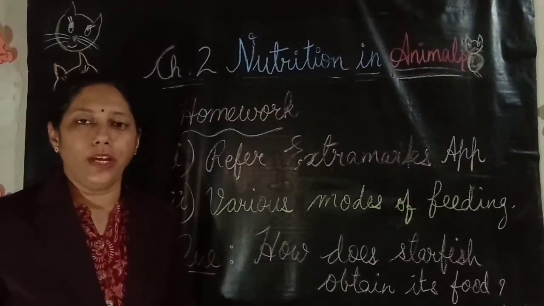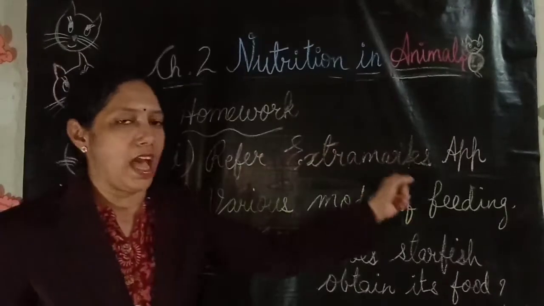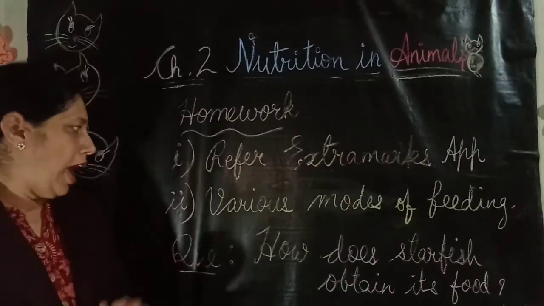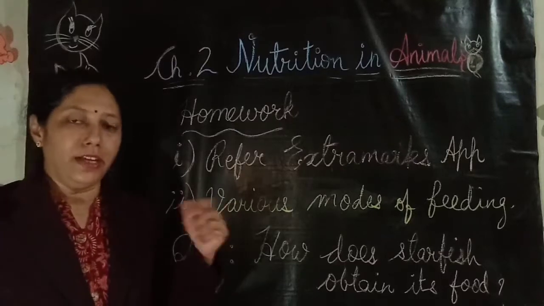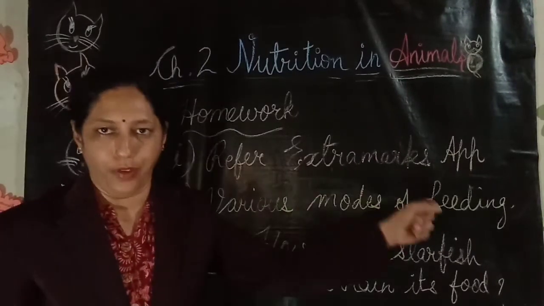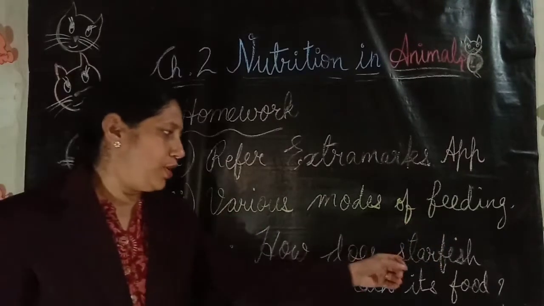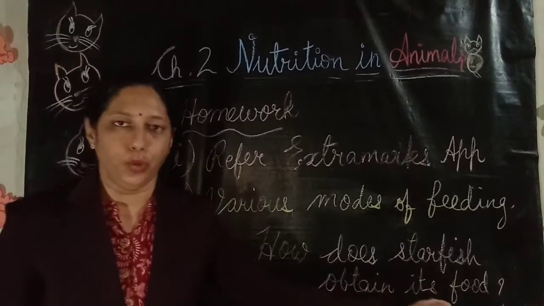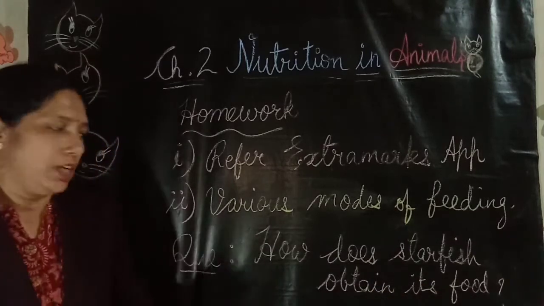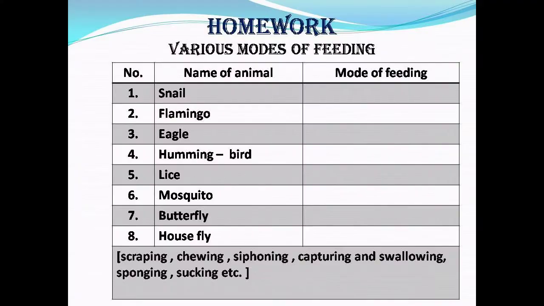Now it's time for today's homework. The homework is to refer to the Extra Marks app for today's topic and complete the table given in the next image by writing the various modes of feeding. Now today's question is, how does a starfish obtain its food?